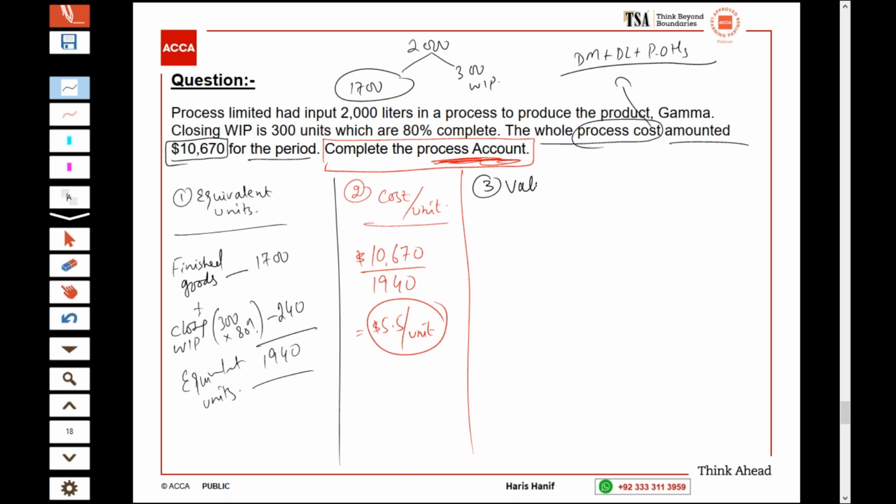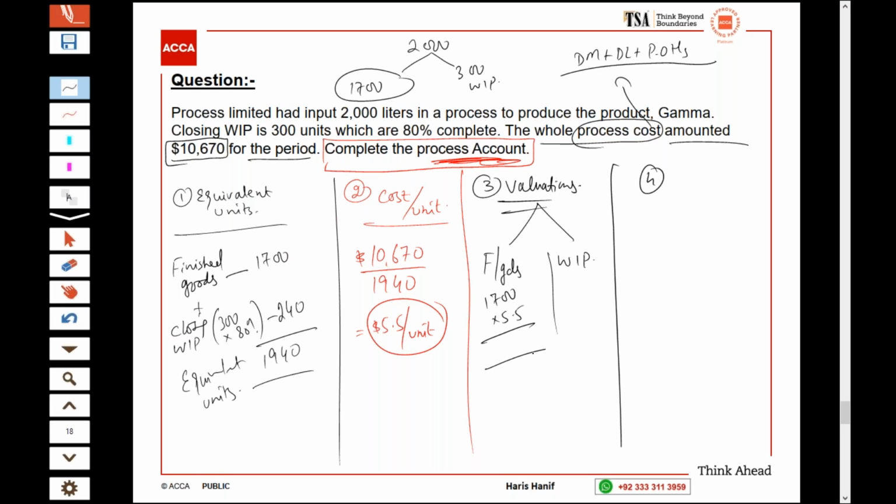Number three, we have to calculate the valuations, and number four, the process account. Now the valuation will be of the finished goods and WIP. What is the finished goods value? 1700 multiplied by 5.5, that is 9350. And WIP is 240 units, 240 multiplied by 5.5, that is 1320. Okay, so you will now have to prepare the process T account.